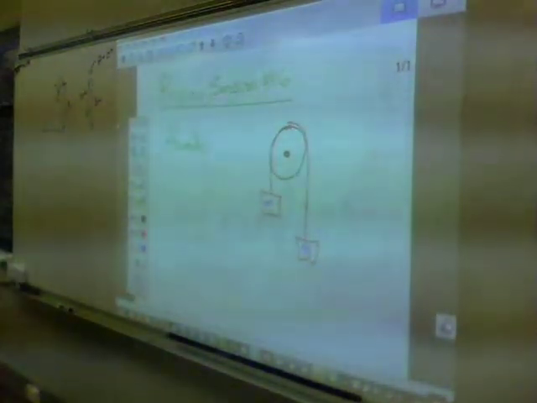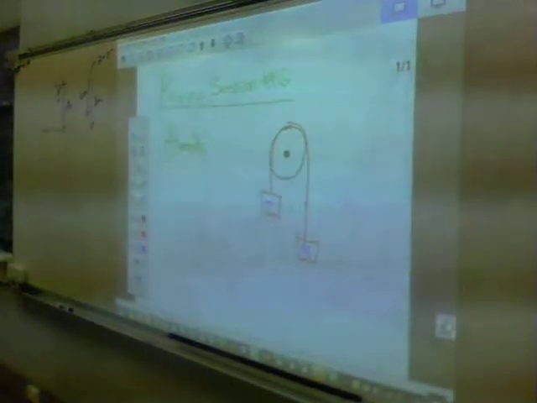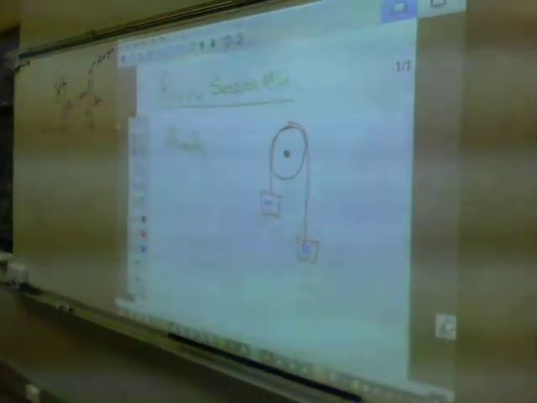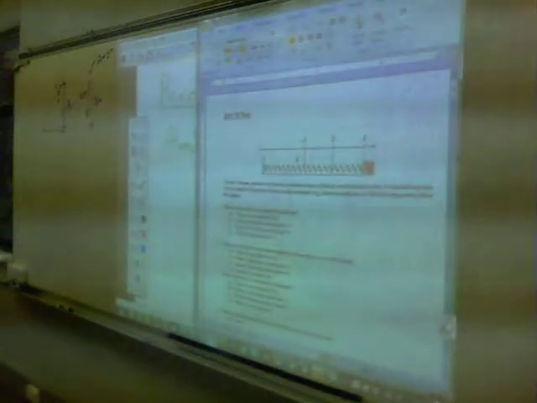screen. Okay. So I want to know what is the acceleration of the system. The way you do that is by looking at all the forces that are affecting it.